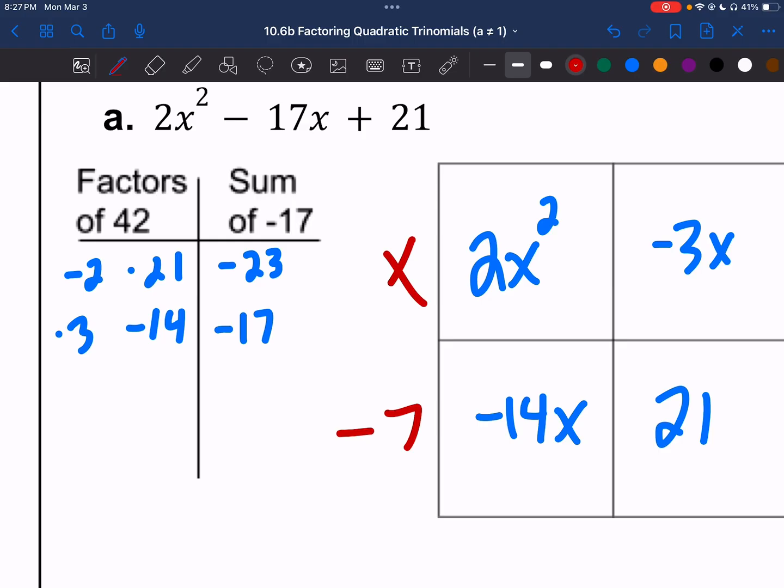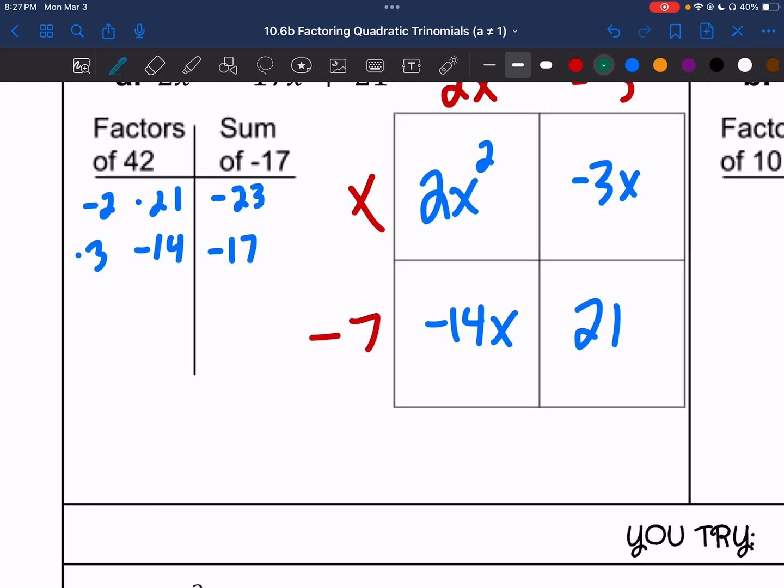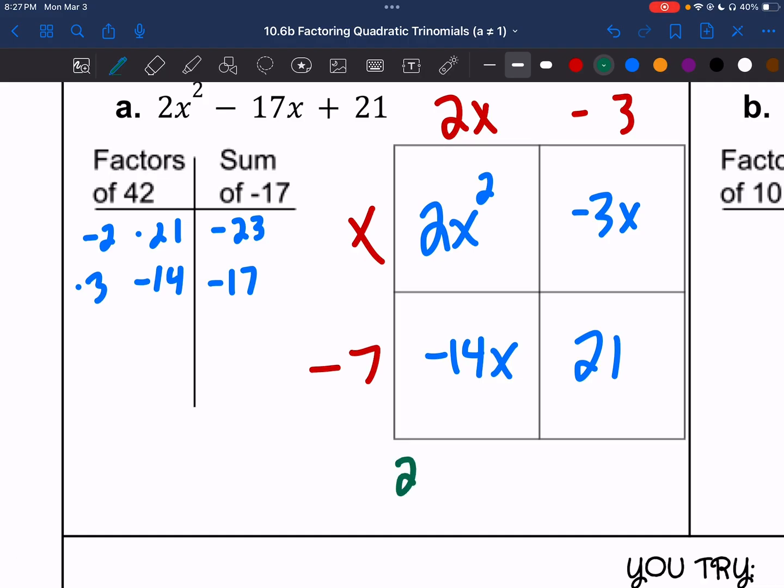Up on top, 2x squared and negative 14x. My common factor is a 2x. And a negative 3x and 21. I bring out the negative sign first. And 3 is a common factor for both of those. All right. So we rewrite this as 2x minus 3, and we have x minus 7.